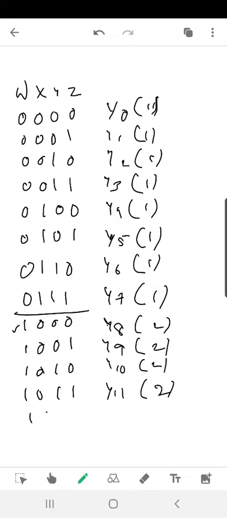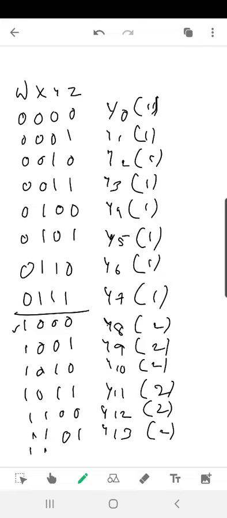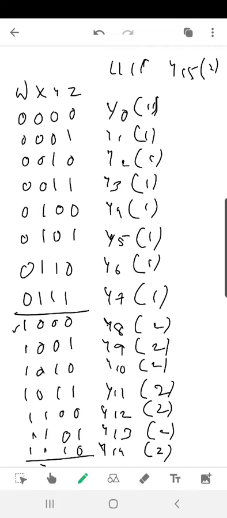Then 1100 represents 12, we will get output at Y12 of decoder number 2. Then 1101 represents 13, so we will get output at Y13 of decoder number 2. Similarly, 1110 represents 14, so we will get output at Y14, which is a part of decoder number 2. And last one, when the input combination after 1110 becomes 1111, it represents 15, so we will get output at Y15, which is a part of decoder number 2.